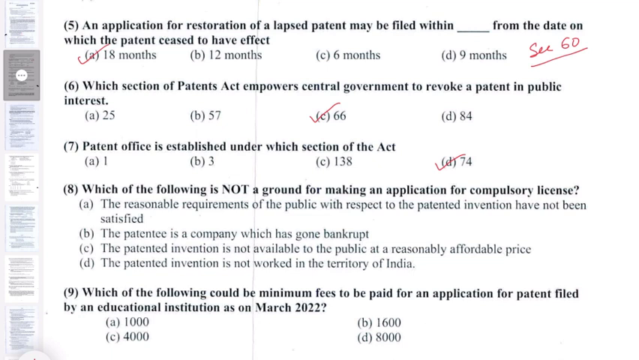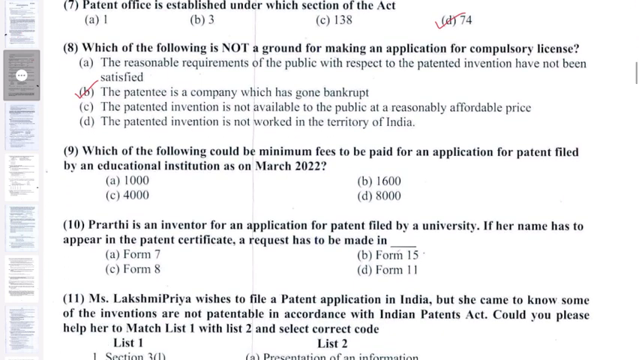This is a ground. B. The patentee is a company which has gone bankrupt. This is not a ground. C. The patented invention is not available to the public at a reasonably affordable price. This is a ground. And the last one is the patented invention is not worked in the territory of India. So the wrong option here is B. The patentee is a company which has gone bankrupt.